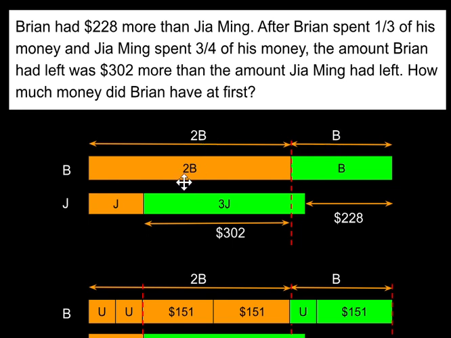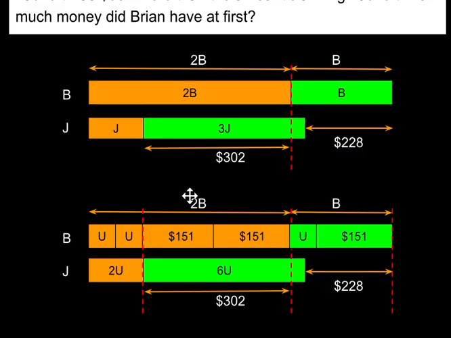Since this is 2B, I can redraw the diagram in another way. I take the 302 and divide it into 2, which is 151, 151. Here, I just break it into 2 units as well. I call it J, and this becomes U, U, and this becomes 2U. Since I convert this to 2U, this must be 6U. Now the model is quite clear.